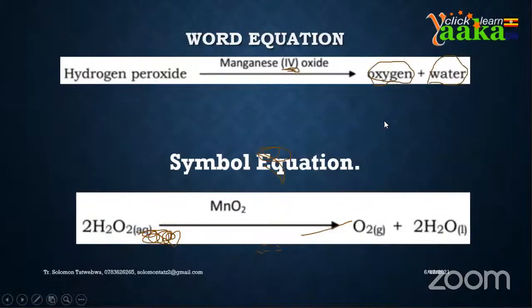So that is our word equation, and then the symbols are here. That's the symbol equation. We have hydrogen peroxide being decomposed using this catalyst, manganese oxide, to form oxygen and water. Okay. All right, let me remove these annotations, and then we can continue.